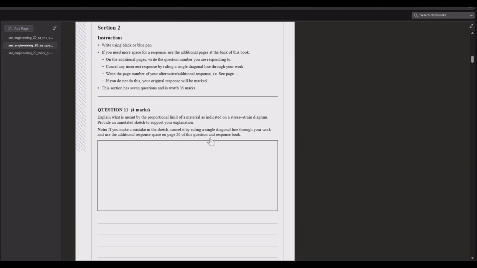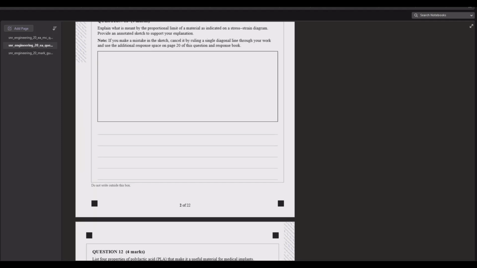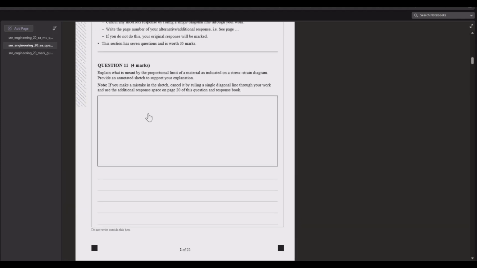Let's start here with the question in section 2. It's going to be relatively easy. It's the proportional limit of a material as indicated on a stress-strain diagram. Provide an annotated sketch to support your explanation. Alright, so first of all, let's just draw a stress versus strain diagram. And we're going to mark this point here, just before the gradient starts changing, and label that proportional limit. And I'm also going to include my axes, because they might mark me down, I'll check that in a second. Strain there, stress up.